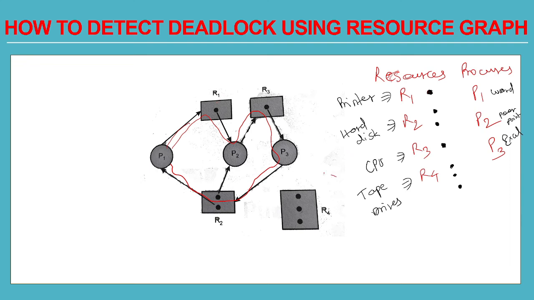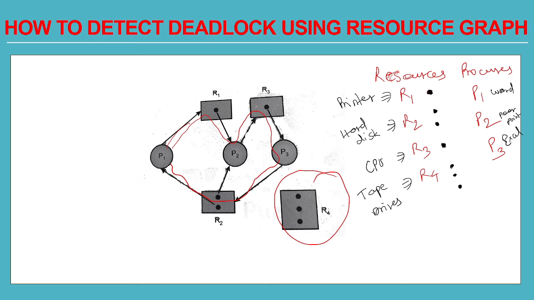Now this resource R4 is not used by any process. Nobody wants this resource R4, that is tape drives. But even if it is not required, because of other resources, processes are in the deadlock state. Even without using R4, they are in the deadlock state.